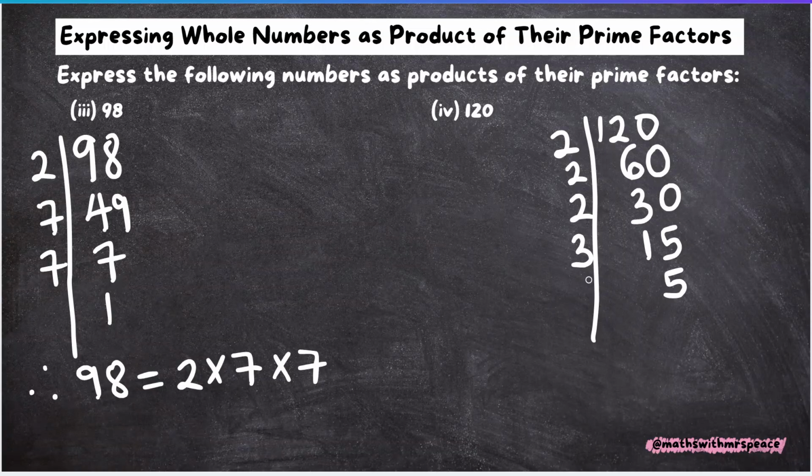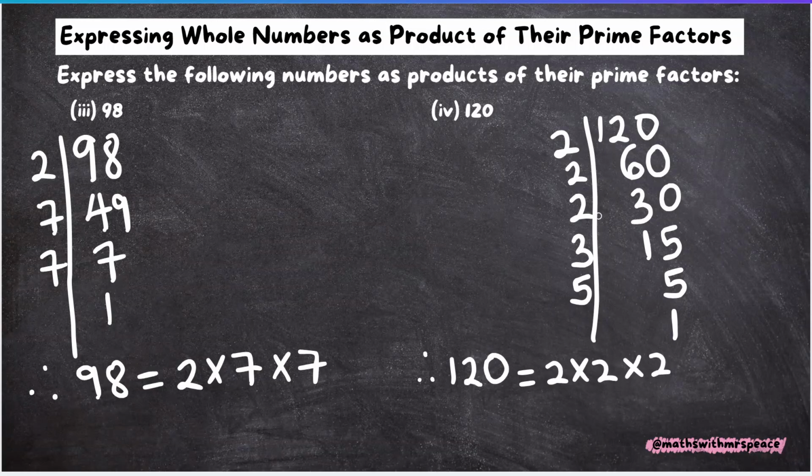And of course, 5 is also a prime number. 5 divided by 5 will give us 1. And we are done. And we're going to say, so therefore, 120 is equal to 2 times 2 times 2, that's the numbers that we have here, times 3 times 5. 2 times 2 is 4, 4 times 2 is 8, 8 times 3 is 24, and 24 times 5 will give us 120.